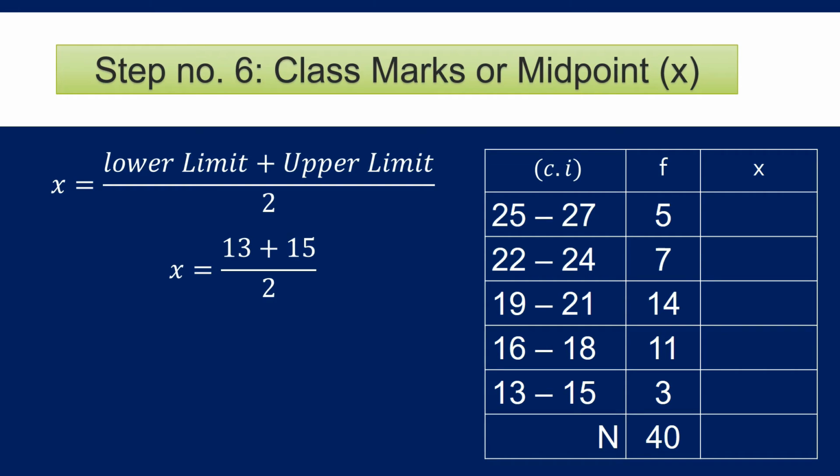So we have here X is equal to 13 plus 15 divided by 2. Operating the numerator, we have 28 divided by 2. And the value of our X or class mark is 14. So I will write here 14. Doing the same process for the second class interval, I will have 17. This is the process on how to get the class mark.